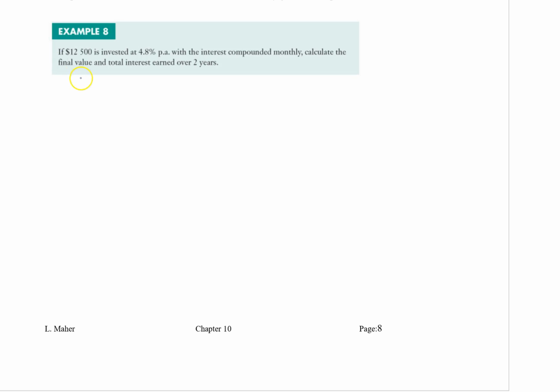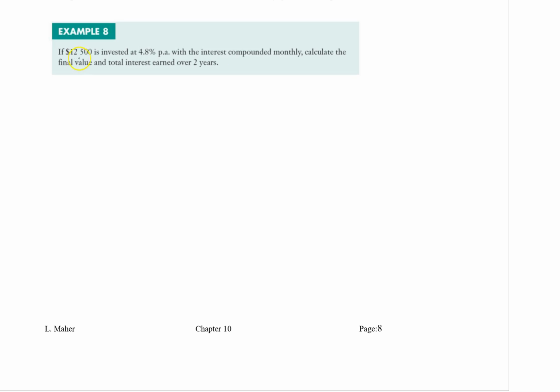So if 12,500 is invested at 4.8% per annum, with the interest compounded monthly, calculate the final value and total interest earned over 2 years. Okay, so there are a few different things there, so let's have a second read through.